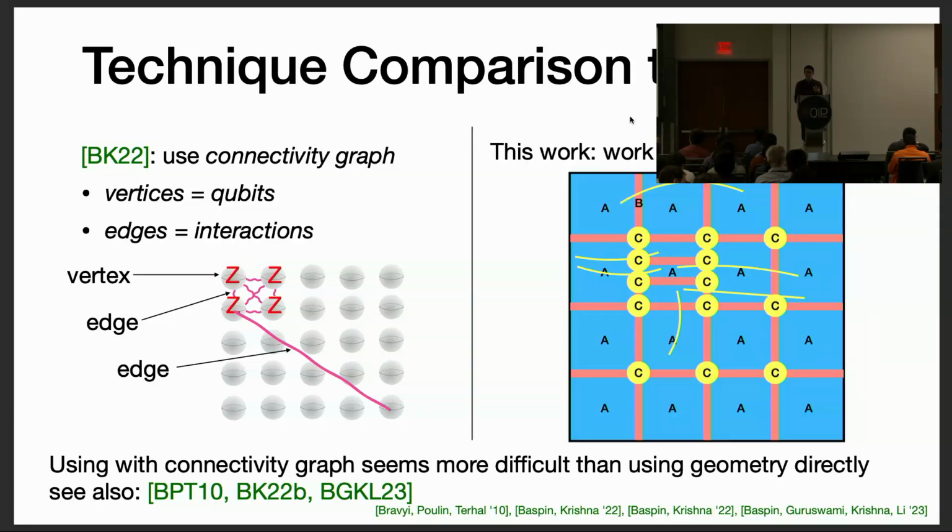In this work, we don't translate it to the graph. We work directly with the geometry of the problem. And intuitively, this is just intuition, using the connectivity graph seems more difficult than using the geometry directly. And this intuition seems to be true in a different line of work that tries to generalize the BPT bound in a different way.